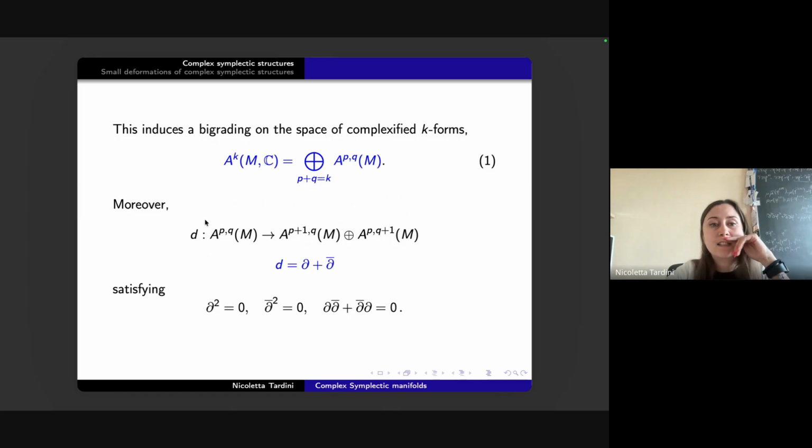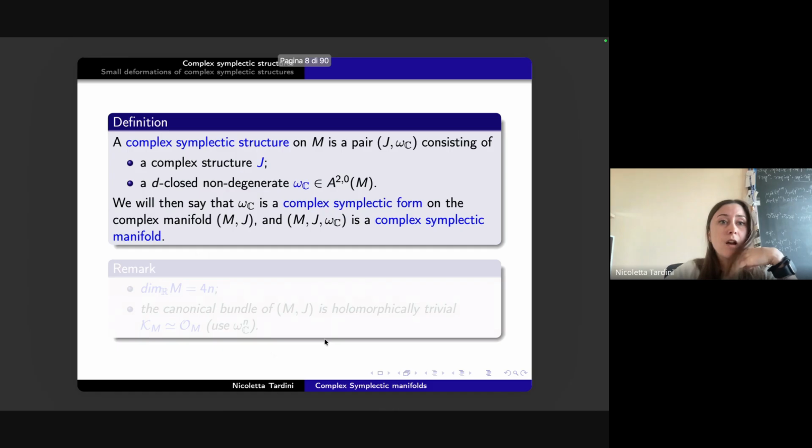So, in fact, the differential d is splitting as a sum of two differential operators, ∂ and ∂-bar. So ∂ is the (1,0) component of d, so it's the projection of d on this space, and ∂-bar is the conjugate, okay? So it's the projection of d on this space. And so what happens is that since d squares to 0, also these two differential operators square to 0, and they anti-commute. Okay, and now let me recall this definition, that is the main definition for my talk.